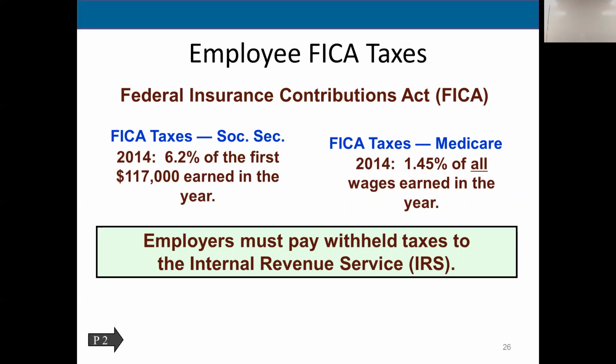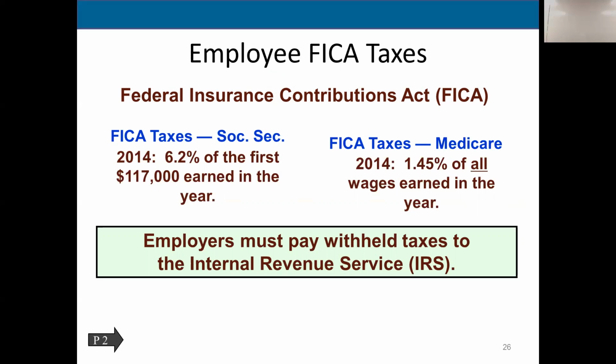And on Medicare, 1.45% on all wages. There is no income limit. Now, what's that mean? What if you earn $200,000? You get taxed on $200,000 for Medicare. But on FICA, you would only pay on the first 117. Correct. And employers must pay withheld taxes to the IRS.